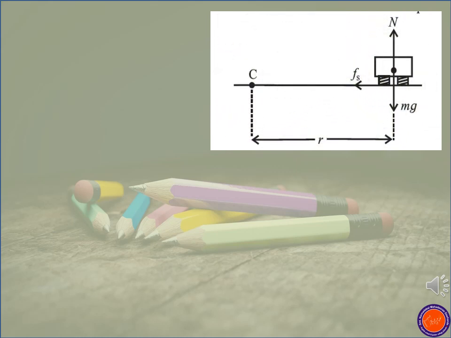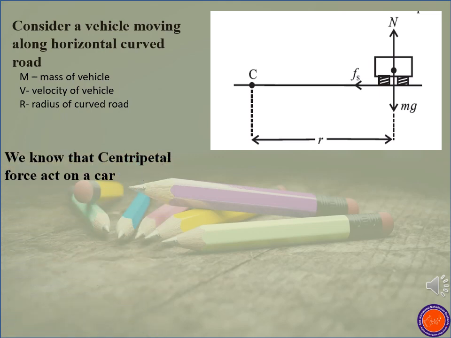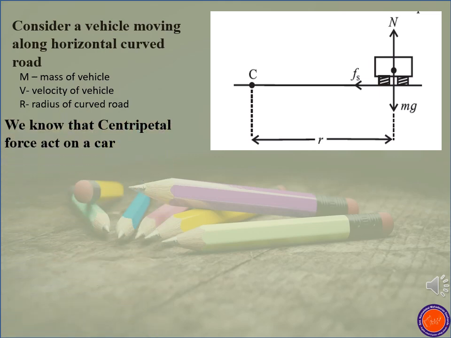Consider a vehicle moving along a horizontal curve road. You see this diagram, the vehicle moves on a horizontal curve road. Here m is the mass of the vehicle, v is the velocity of the vehicle, r is the radius of the curved road. We know that centripetal force acts on a car. CPF is equal to mv square upon r. CPF means centripetal force. This is equation number 1.